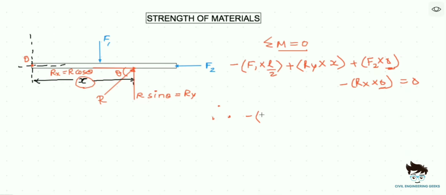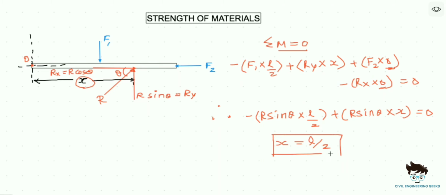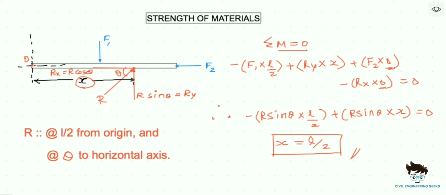In this equation, we can substitute F1 equals R sin theta as we found earlier, and Ry equals R sin theta as well. So after solving this, we will get x equal to L by 2. So we got the value of x. Now we can conclude that when the resultant acts at a distance of L by 2 from the origin at an angle theta to the horizontal axis of magnitude F1 by sin theta or F2 by cos theta, then the beam will be in stable condition or in equilibrium position or unmoved.